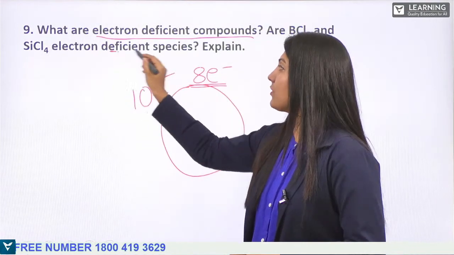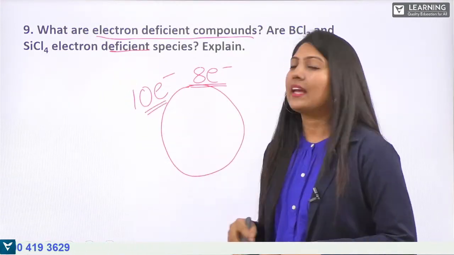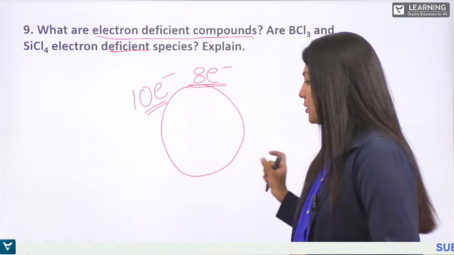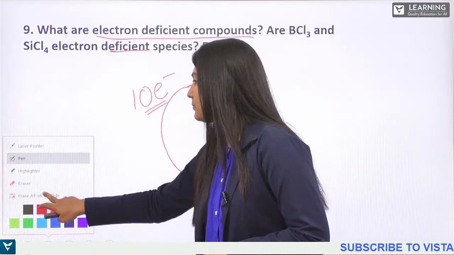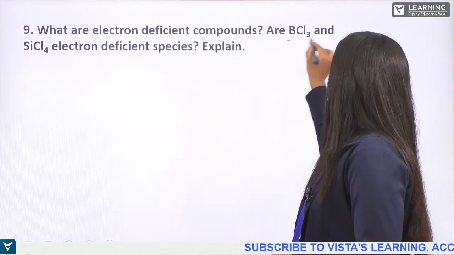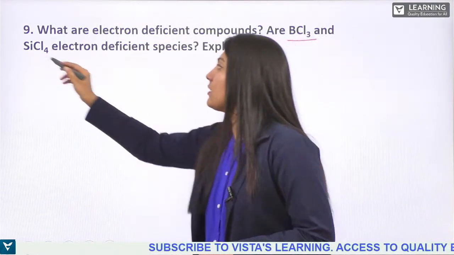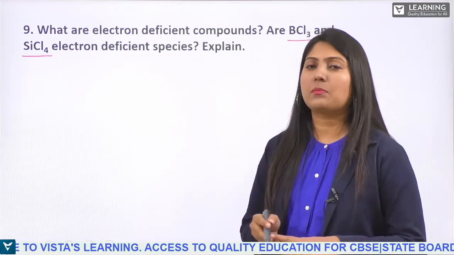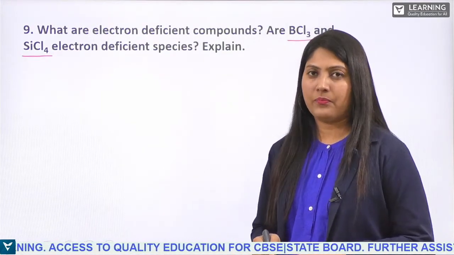Now we have deficient, right? What we call it as excess, right? So, electron excess compound. So you should remember this. BCl3 and silicon tetrachloride are electron deficient species or not, we need to explain.